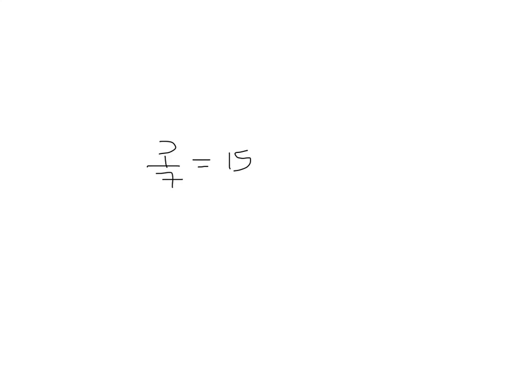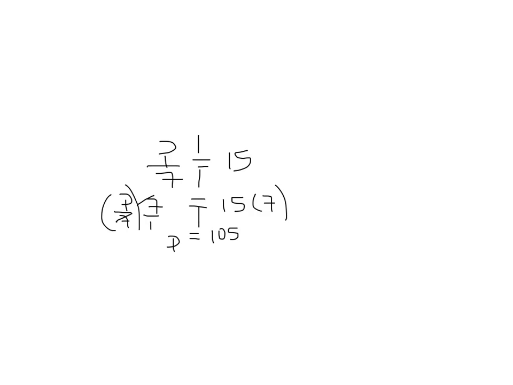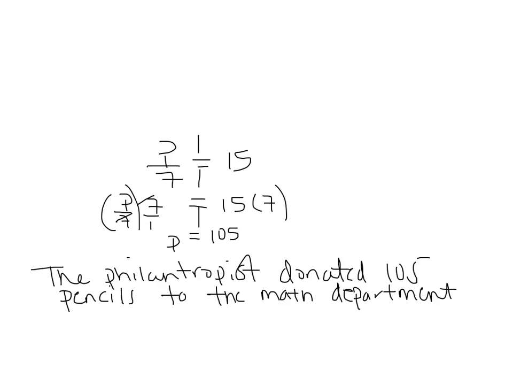We're going to use our inverse operations. It says P divided by 7. The inverse of dividing by 7 is to multiply by 7. If we multiply the left side of the equation, we also have to make sure we multiply the right side of the equation. Remember, when you're multiplying by 7, that's the same as multiplying by 7 over 1. 7 over 7 is 1. We get P equals 105. And now we just need to make sure we are answering the question in a sentence. The philanthropist donated 105 pencils to the math department. And we're done.